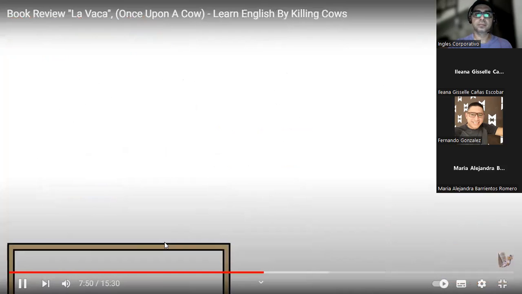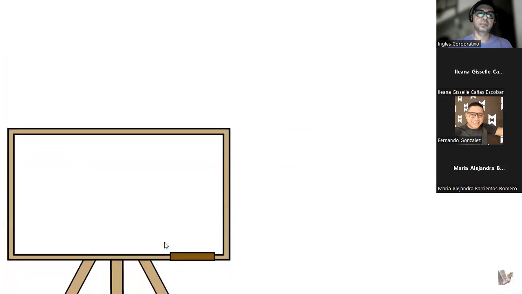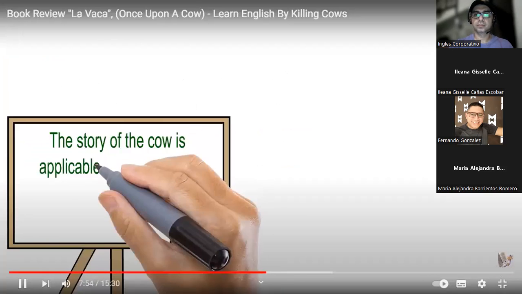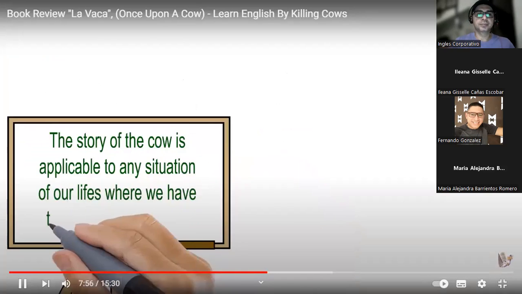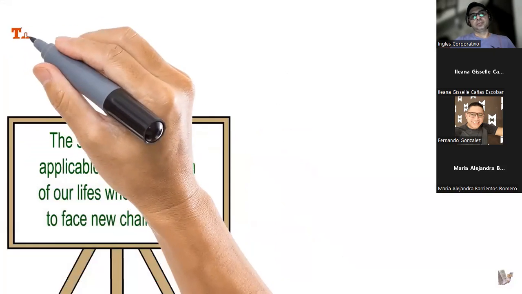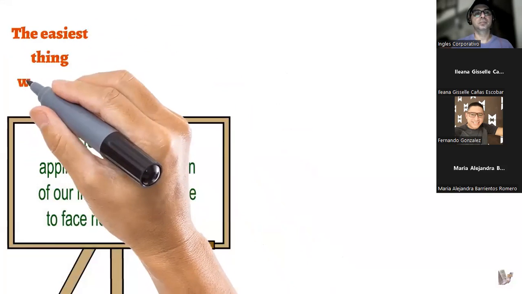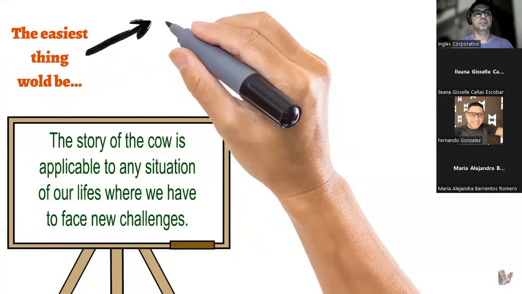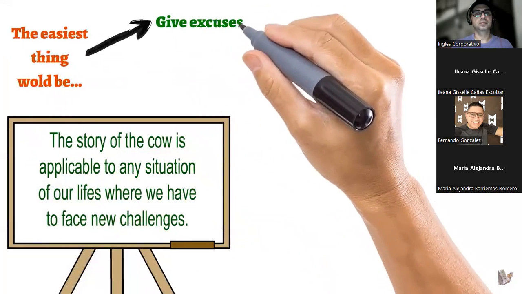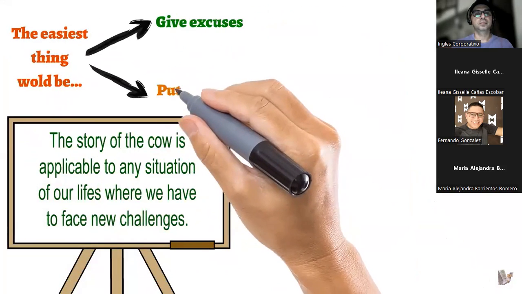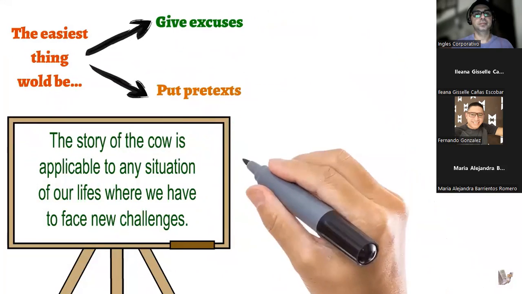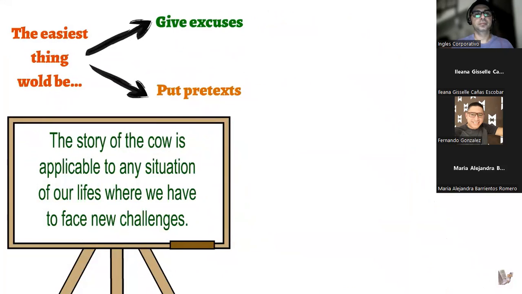If we think about the story of the cow, it is applicable to any situation in our lives where we have had to face new things that at the beginning are hard to face. The easiest thing in those situations, when we are not willing to pay the real price required to get it, is to start giving excuses and pretexts not to do it and avoid the responsibility. Do you remember any situation like this?